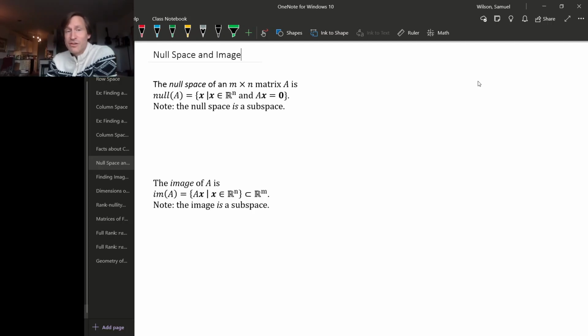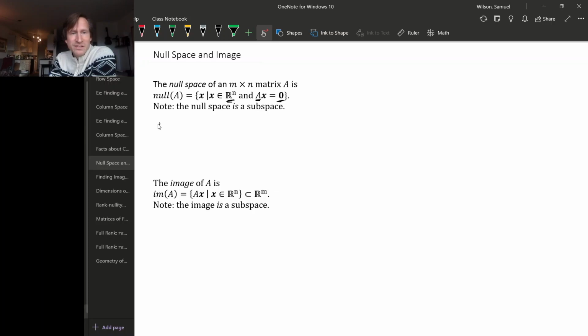Let's talk about the null space and image of a matrix. So the null space of an m by n matrix is defined like this. It's all of the vectors in Rn so that when you multiply on the left by A, you get the 0 vector. Okay? Now it's not totally obvious that this actually is a subspace, so let's just check.